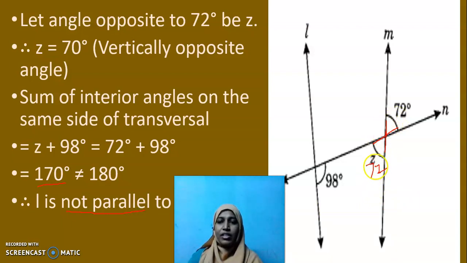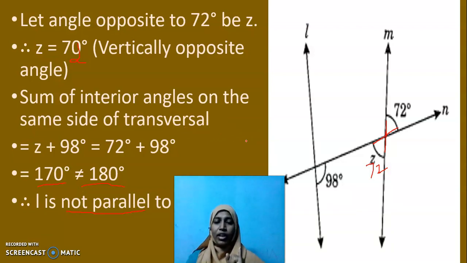First thing is, you will find Z is equal to 72, not 70, because vertically opposite angles are equal. Then what property am I using? Sum of interior angles on the same side of the transversal. Z plus 98, Z is 72, 98. If I add these two, I get 170, which is not equal to 180. Only if it is equal to 180, L is parallel to M. Just because I don't get 180, it is 170, so L is not parallel to M. Is it clear, my dear children?